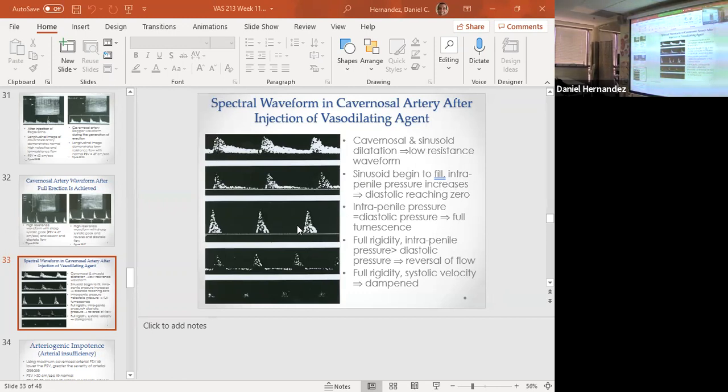And as those pressures increase, we eventually wind up with less and less diastolic flow. So we reach that point of full erection. We have no diastolic flow, but still increased velocities within that cavernosal artery. And then we can actually reach a point where we have reversal of diastolic flow. So this would be that full stiffness or full rigidity.